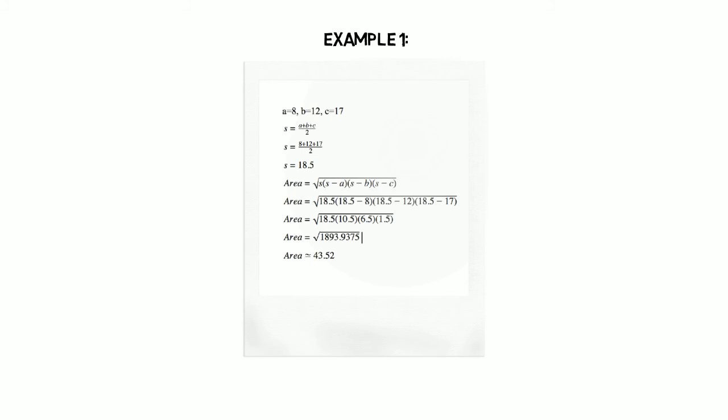Now that you know S, you can plug it into the big area formula, and so you're going to get area is equal to the square root of 18.5 times 18.5 minus 8 times 18.5 minus 12 times 18.5 minus 17, and then that simplifies to the square root of 1,893.9375, and so from there you get that the area is 43.52.